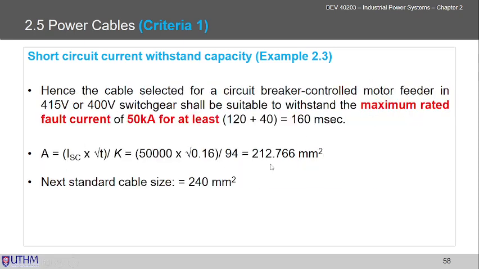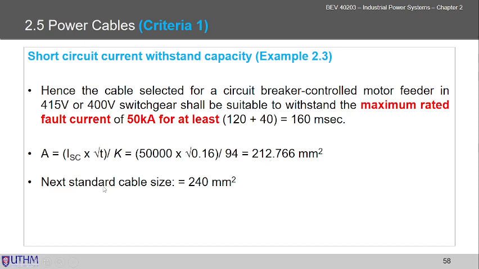From here we know the final unit for A is in mm square, so this is our cable size unit. After all that, you can calculate it: 212.766 mm square. This is the cross-sectional area of our cables from criteria 1. It's not yet finalized because we need to analyze criteria 2 and 3 further, so it might increase.